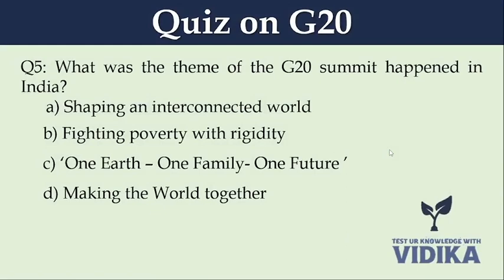What was the theme of the G20 summit that happened in India? Option A. Shaping an interconnected world. Option B. Fighting poverty with dignity. Option C. One earth, one family, one future. Option D. Making the world together.